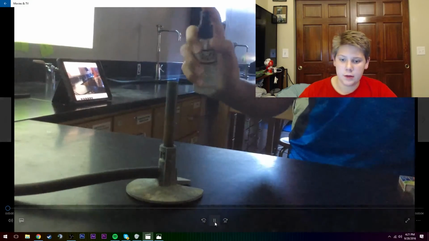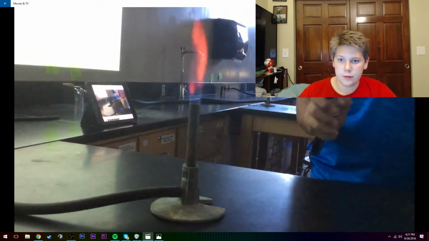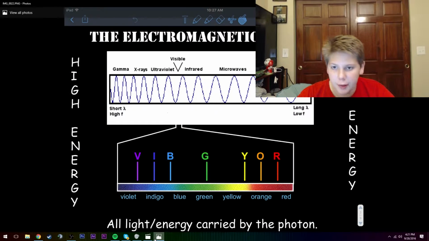Okay, so this one is SrCl2. Ooh, that one's kind of like a reddish orangish. I think that's a really cool one. So that's going to be on the lower side. If we go back, lower side, red, orange, around that area. It's really low energy, I guess you could say, the reaction.